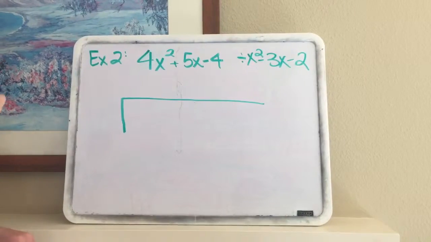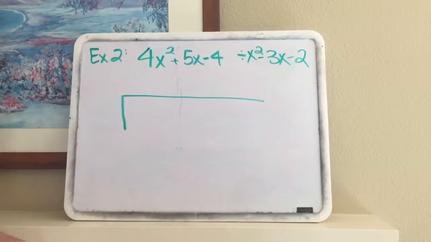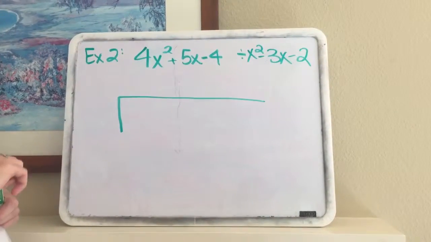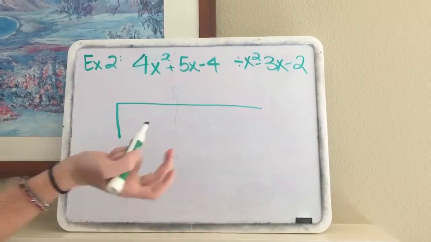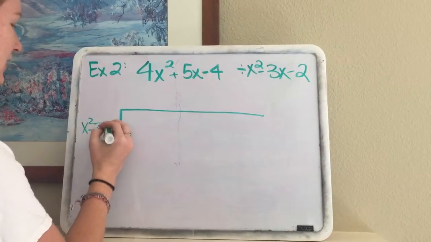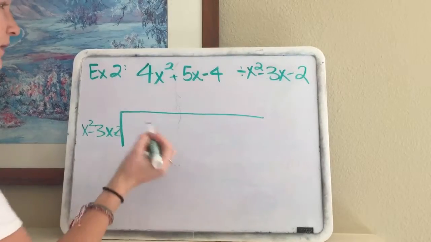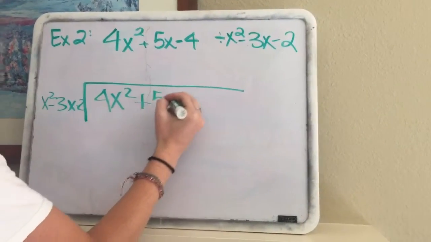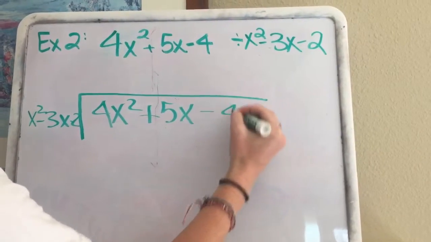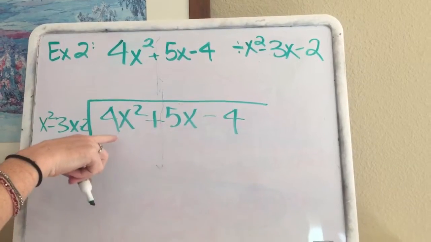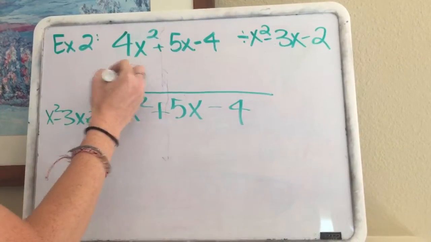Here is example problem number 2, and it's 4x squared plus 5x minus 4 divided by x squared minus 3x minus 2. And the way to set this up would just be like our other problem, which would be x squared minus 3x minus 2, and then we have 4x squared plus 5x minus 4. And so we have to figure out what we'll multiply to this to get 4x squared, and so it's just 4. And we put that right above here.